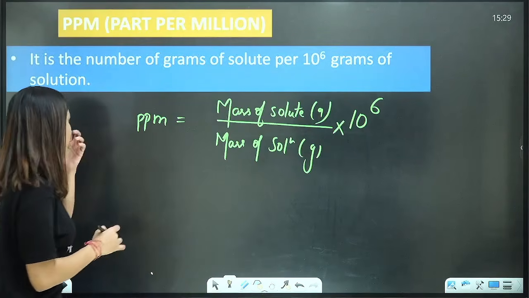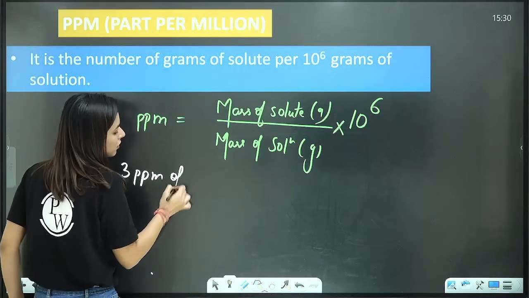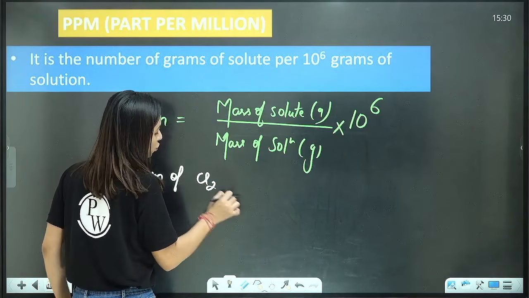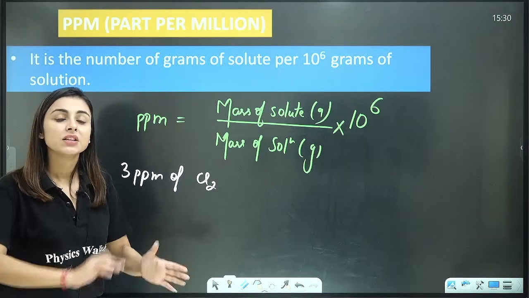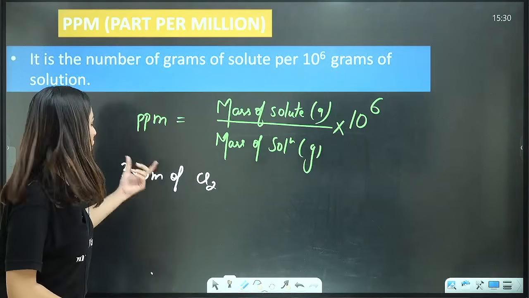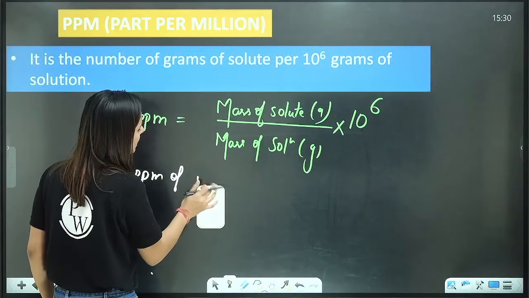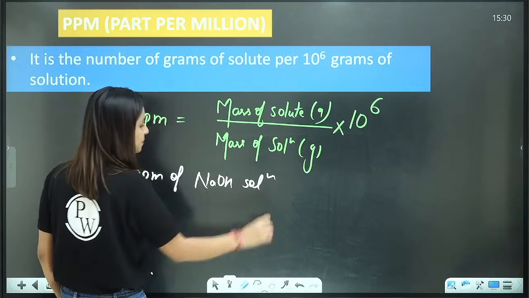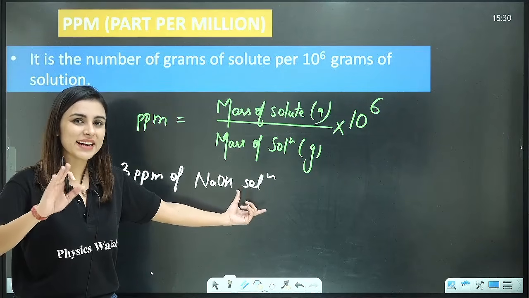If I tell you that I have 3 ppm of Cl2, how are you going to calculate it? How are you going to decode it? Let us say an NaOH solution. We are going to talk about NaOH solution only because we used this expression, so we are not going to cheat it, right?